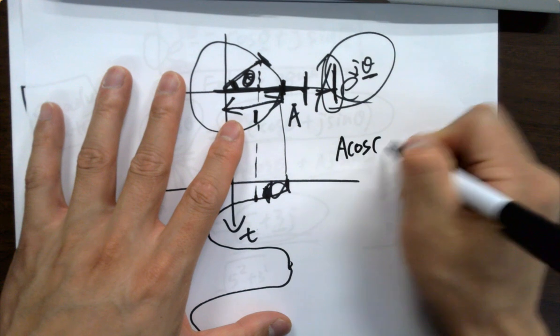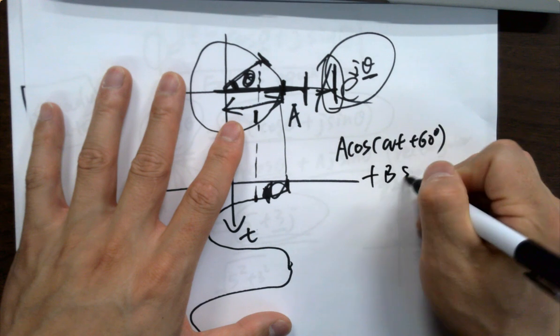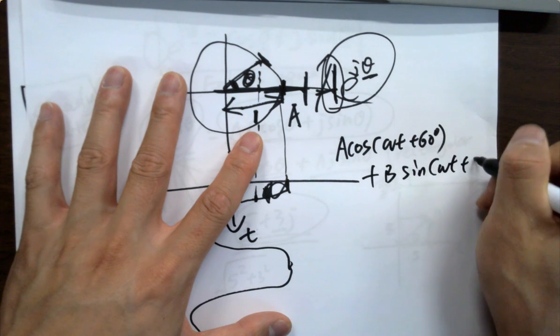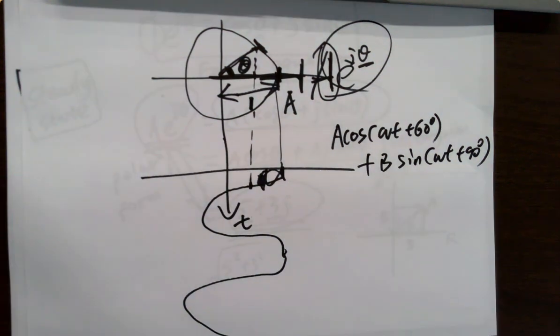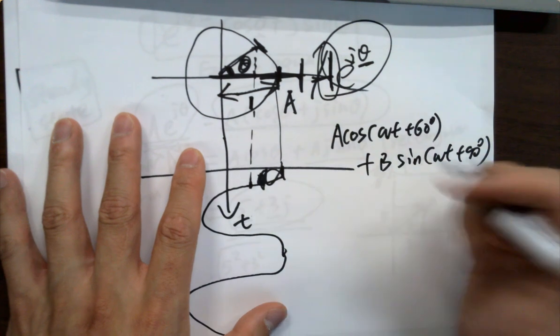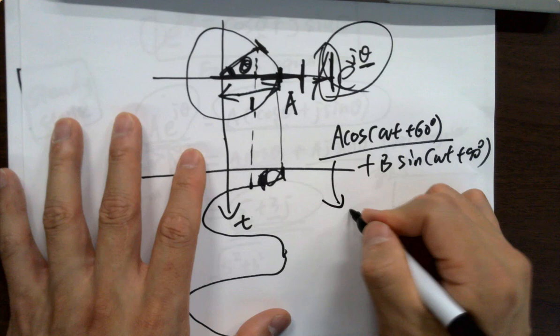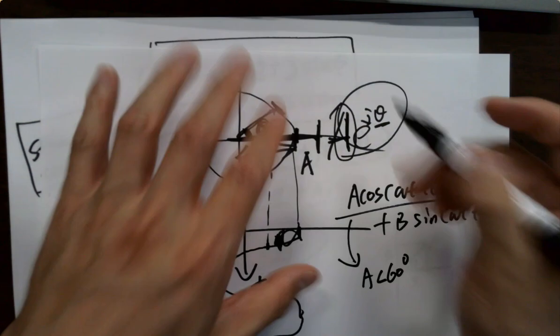A cosine omega t plus 60 degrees plus B sine omega t plus 90 degrees. Add it for me. You want to cry, right? Takes a while. Same frequency, so don't worry about it. Convert to phasor. So phasor, this is what? A angle 60 degrees.